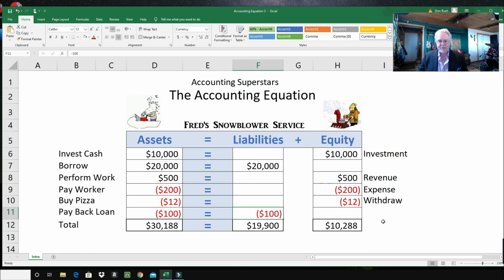These are some example transactions, and if you do the math, you can see that the left-hand side equals the right-hand side. 30,188 on the left, 19,900 plus 10,288 on the right. If you were to add this all up, I think you would find that it all balances out. So folks, I hope you enjoyed this introduction into the accounting equation and how to use it. If you understand how this works, you're well on your way to learning accounting.